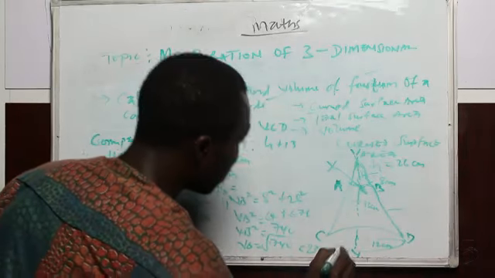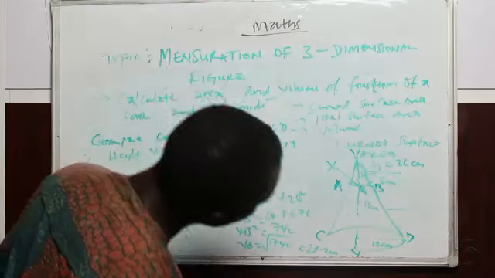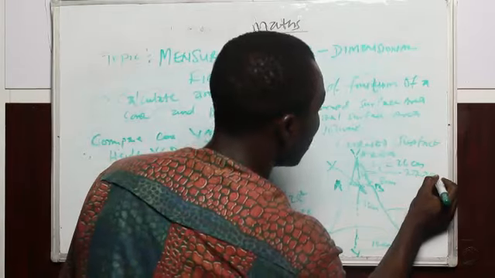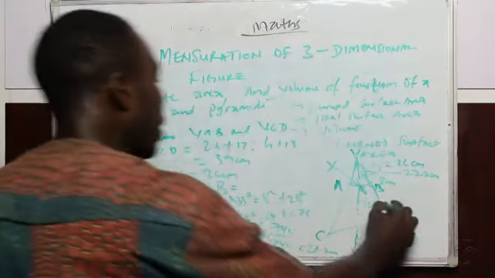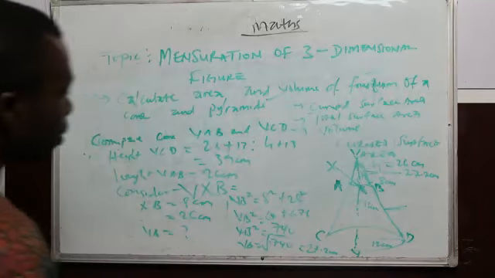So here we find our slant height for the small cone to be 27.2 centimeter. Now we have to find our slant height for the bigger cone, which is very simple.